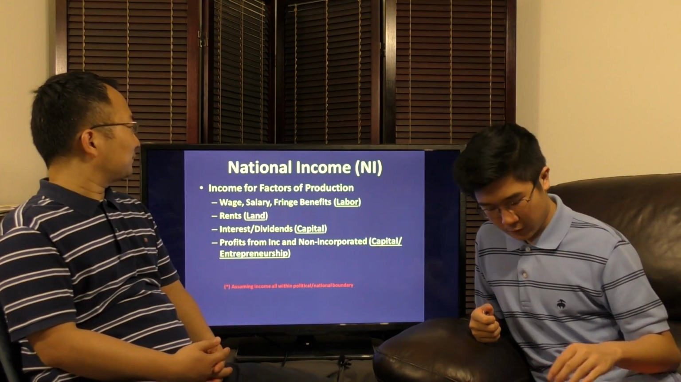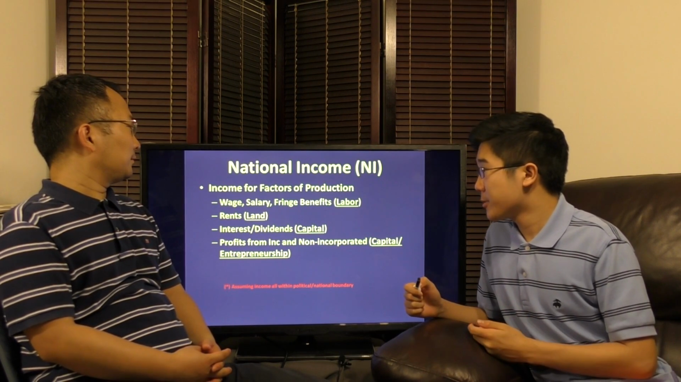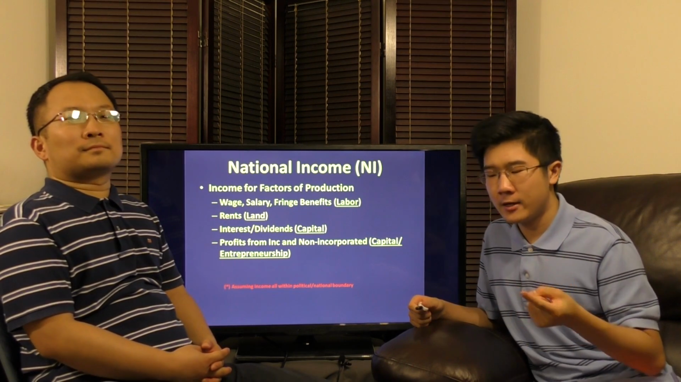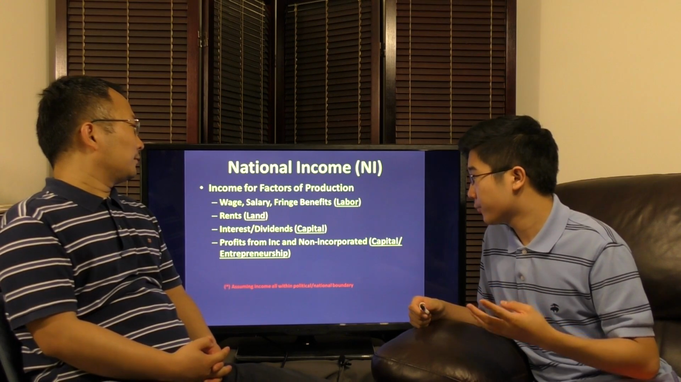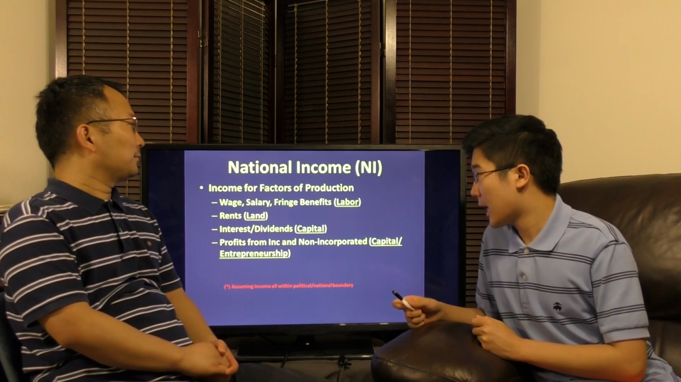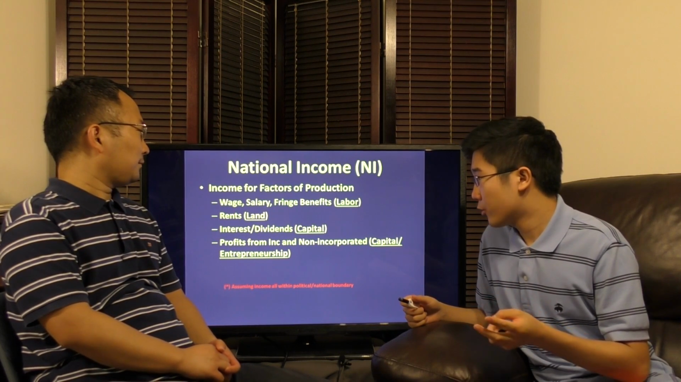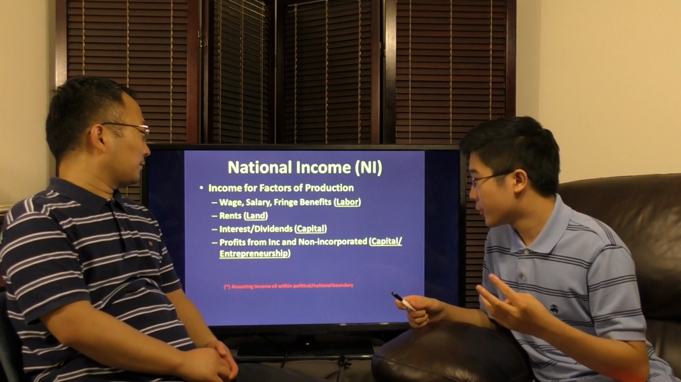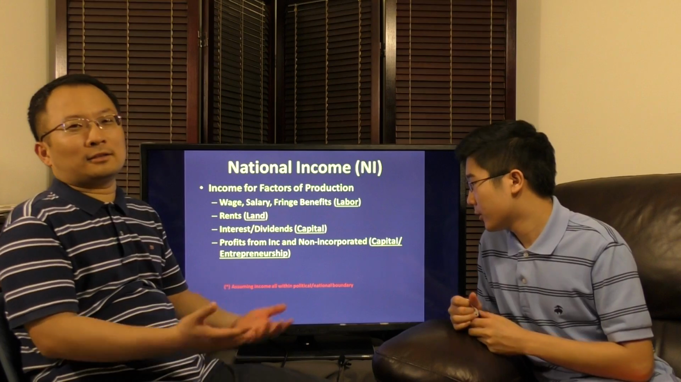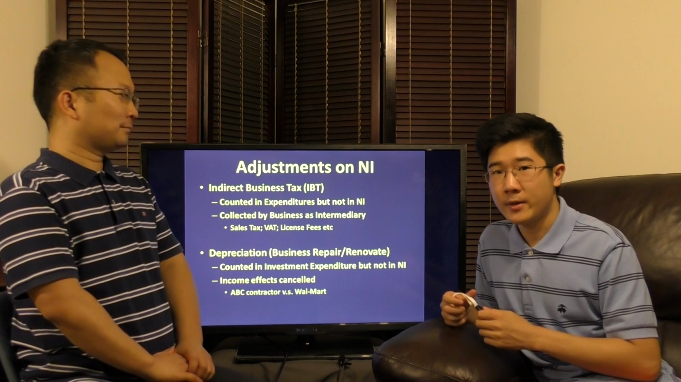The first part of our income is national income. National income is income for our four factors of production. Very early on in economics, we talked about our four factors, which are land, labor, capital, and entrepreneurship. For labor, the main ways of income are your wage or salary, and maybe benefits as well. For land, it's rent. For capital, it's interest or dividends. And for entrepreneurship, it's profits from your incorporated business or non-incorporated business, like a sole proprietorship. That's the pretty basic part of our income method.